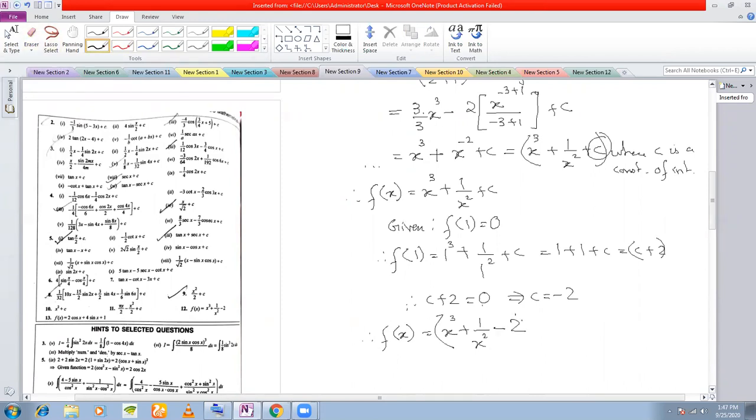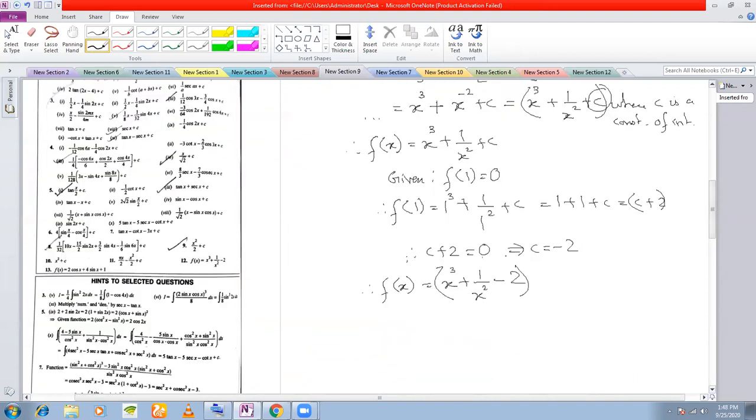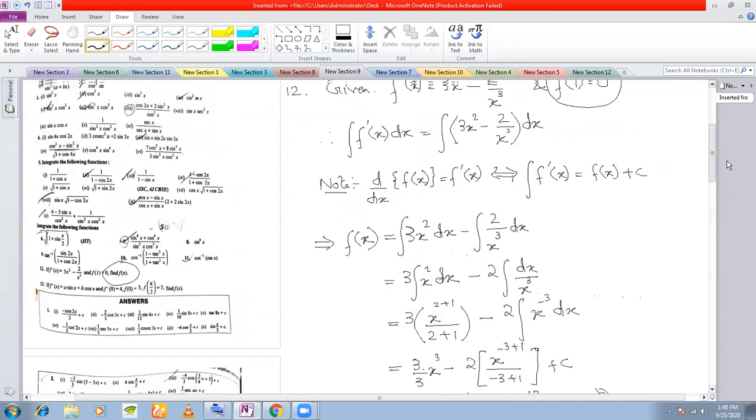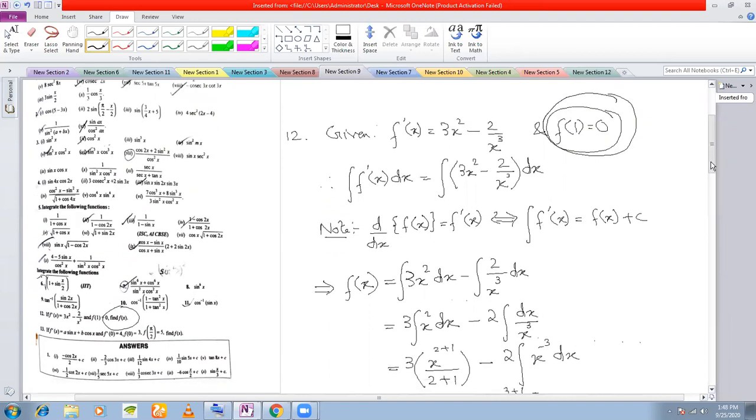Okay, so this is the value of fx. This is what you needed to calculate here. Find fx. So we have found fx, including the value of the arbitrary constant also. How did we find the value of the arbitrary constant? By using the second condition that was given, f1 is equal to 0. As I'm telling you, this is a very, very important technique: how to find out the value of the arbitrary constant.